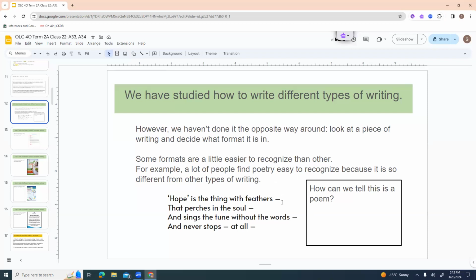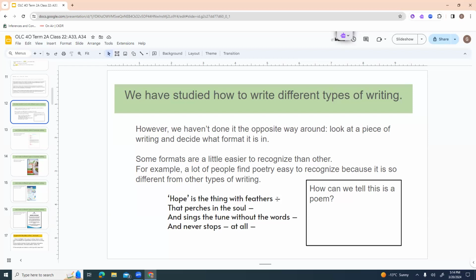"Hope is the thing with feathers that perches in the soul and sings the tune without the words and never stops at all." So if somebody were to ask you, how do you know what this is? I think most people would be able to say, well, it isn't a paragraph that's trying to teach something. It's not persuasion. It's definitely a poem.